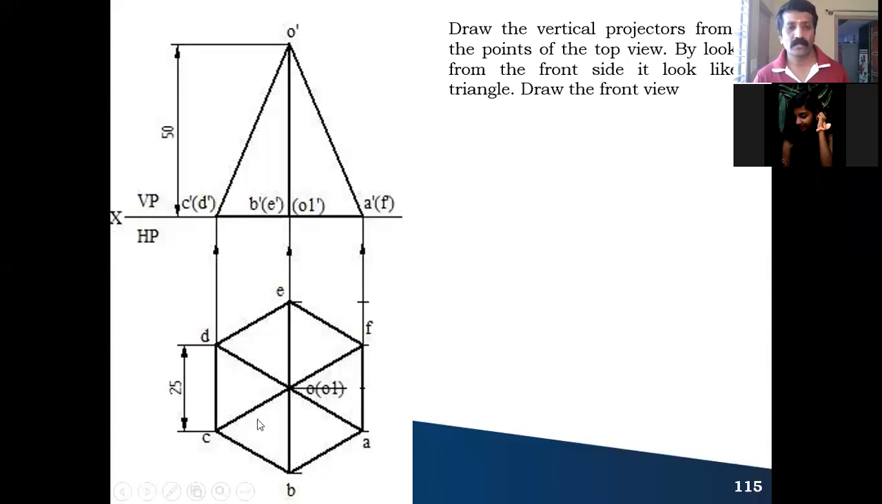Okay. So you are looking from here, A, B, C you can see in the front view. D, E, F you cannot see. That's why D dash, E dash and F dash should be written within brackets. So this completes the initial position of the true shape diagram, both front view as well as top view.